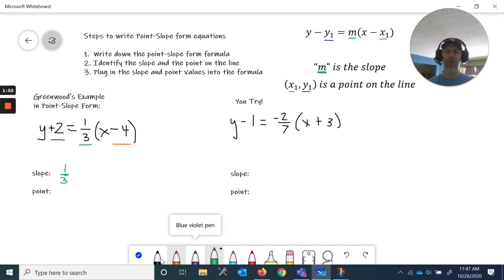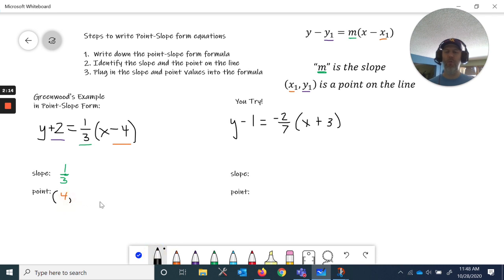Let's talk about why that is what it is. When I'm looking at point slope, this is x minus 4. And in the formula, it's x minus x sub 1. So whatever this value is going to be my x coordinate. When you're thinking about it, you can look at it and say, well, this is minus 4, so I want the opposite of that, which is plus 4. That's a little shortcut way to think about it.